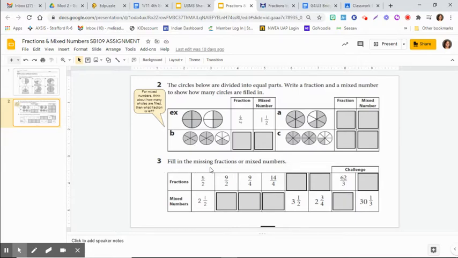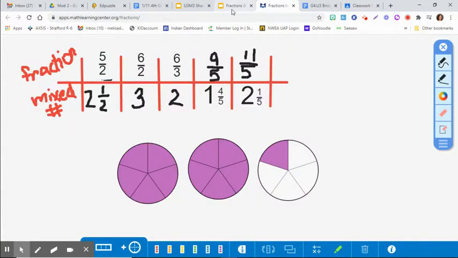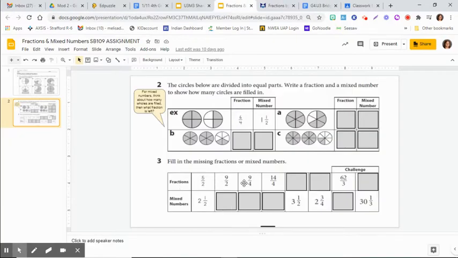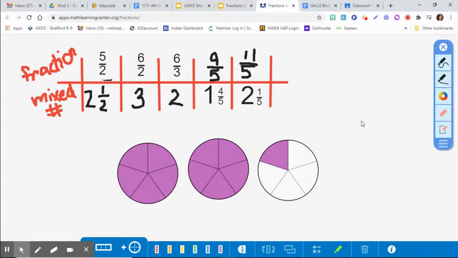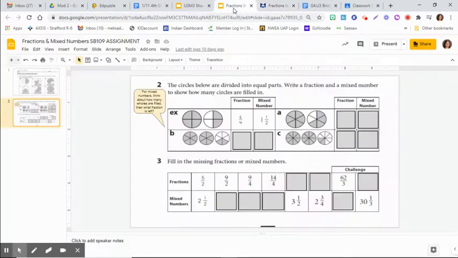On number 3, fill in the missing fractions or mixed numbers. So across the top, kind of like what we were doing here, across the top we have our improper fractions. Across the bottom we have our mixed numbers. You are more than welcome to build these to check yourself like this. That is totally up to you.